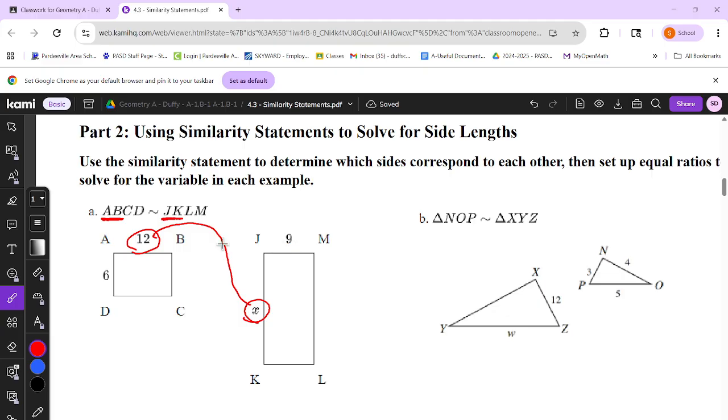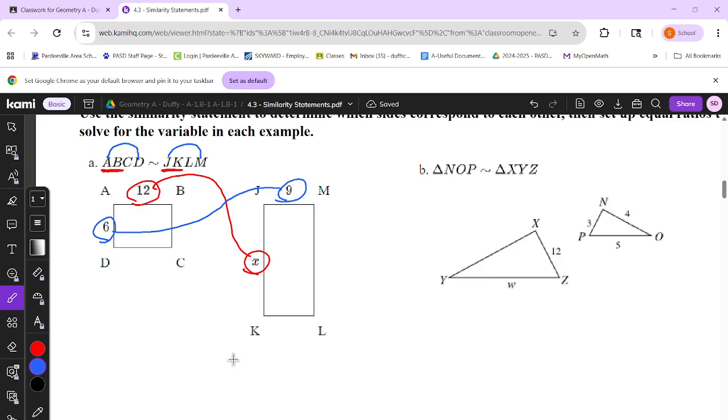Then if I look at JM, J to M would be the first to the last in the second rectangle. So I go to A and D, the first to the last and the second. JM, A to D would be 6. So those correspond to each other. Now that I know which sides correspond to each other, go ahead and set up your equal ratios and then solve for X. Or if you want to use scale factors, that's fine as well.